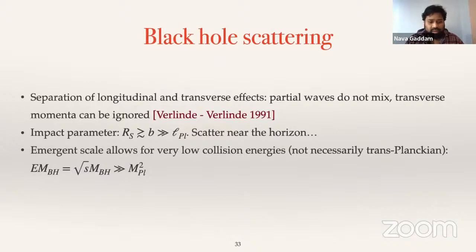So physically speaking, what I've said is that because the background is spherically symmetric, we essentially separate longitudinal and transverse effects. We take transverse momenta to be small. And I said that we want the impact parameter to be small, which we achieve by scattering particles near the presence of an already existing black hole, such that the transverse distance is bounded by something of the order of the Schwarzschild radius. And then there's an emergent scale that allows for very low energy collisions, which is the black hole mass, such that our expansion is valid for all energies that satisfy this limit.